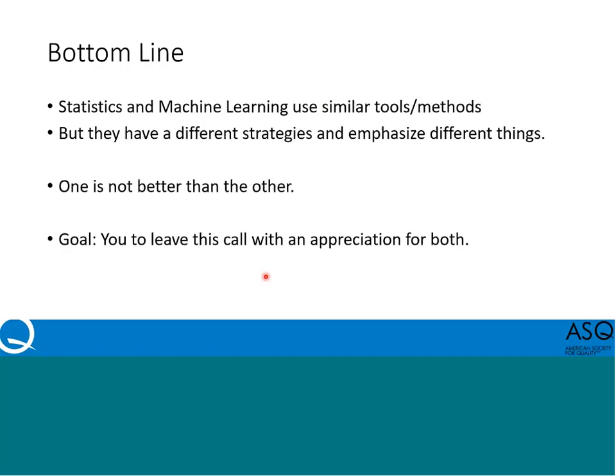So the bottom line is that statistics and machine learning use similar tools and methods. One is not better than the other. The difference is really in their strategies and what they emphasize. And that's going to be the bulk of this presentation: what statisticians emphasize versus machine learning engineers. The goal is to leave you with an understanding and appreciation for both methods.